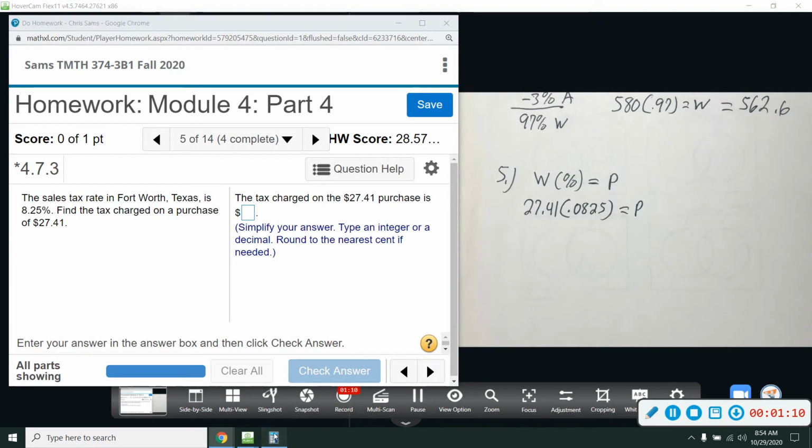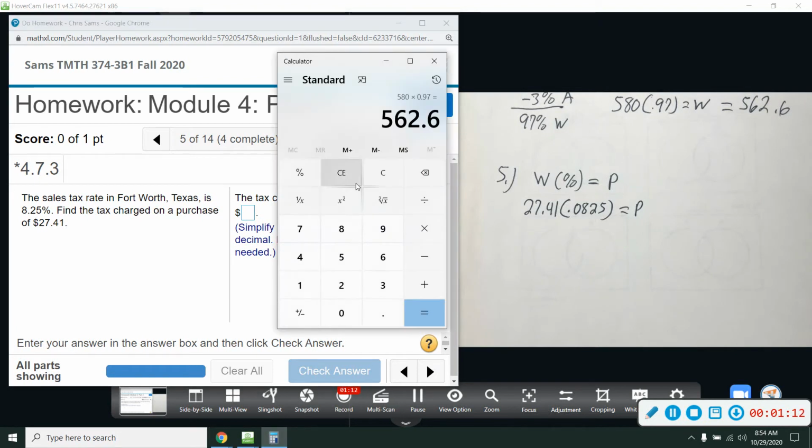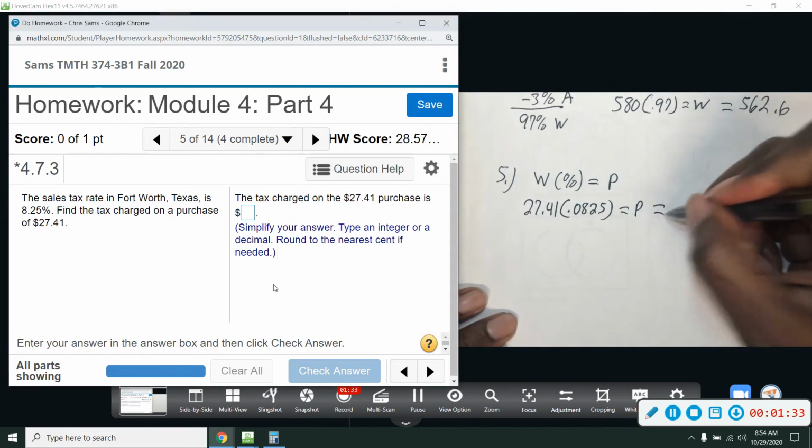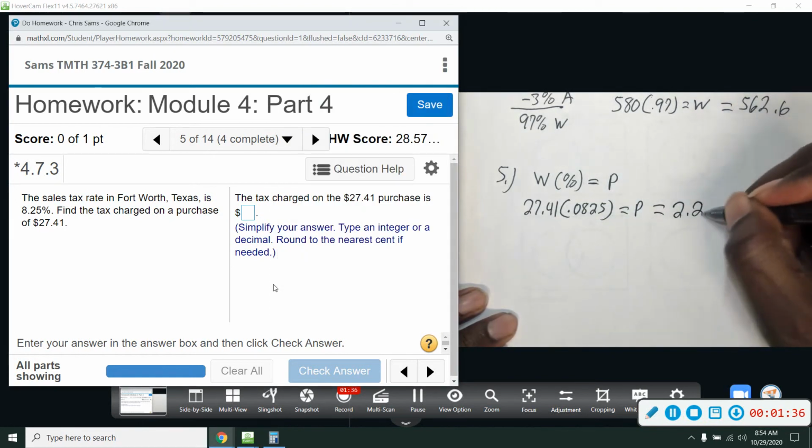So we're going to clear this, and we're going to do the 27.41 times 0.0825, and that gives us $2.26. That one will not round the 6 up, so we'll say $2.26. Okay? So the amount of tax, the part, is $2.26.